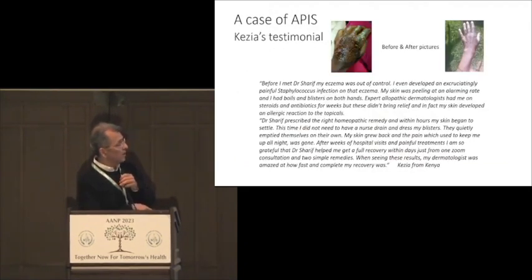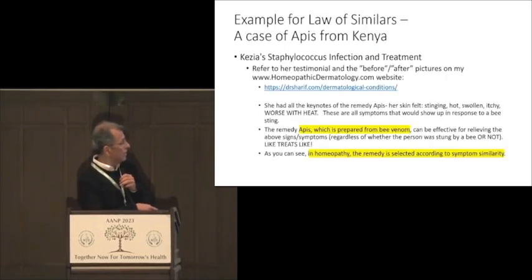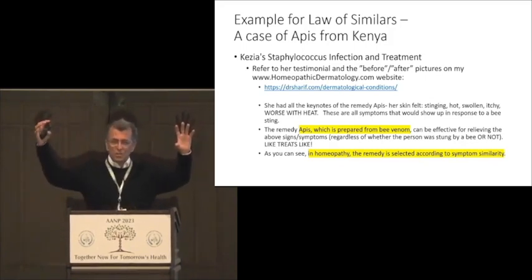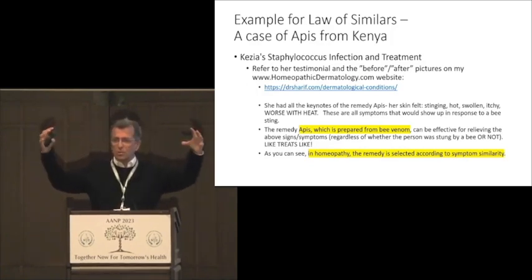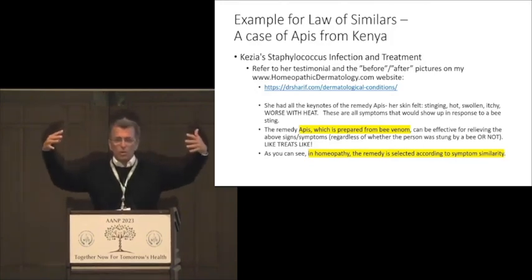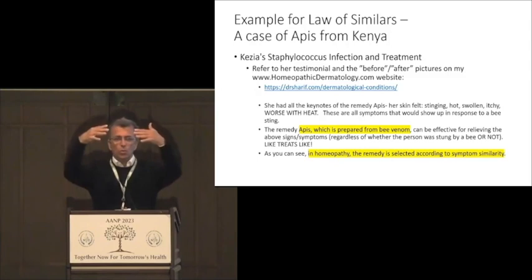Here's a patient I had from Kenya, a virtual patient. That's a before and after picture of her hands. She's seen multiple dermatologists in Kenya. They couldn't treat her staph infection. And I took her case. She had all the signs and symptoms of the remedy Apis, and I think within a week, Apis cured her staph infection. She had been dealing with it for, I think, about a year, if I'm not mistaken. So within a week, we cured it, and the top symptoms of Apis matched her symptoms. And that's how homeopathy works, based on the law of similars. Basically, we're like matchmakers. The Apis matches her symptoms, and it worked.